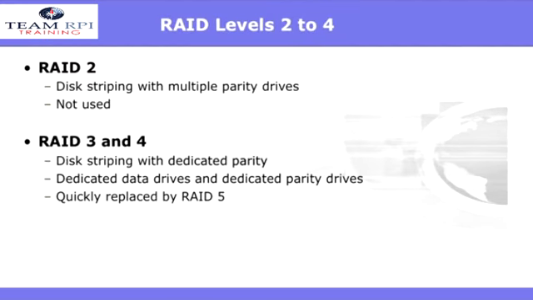RAID levels 2 and 4 are very rarely, if ever, used. However, the A+ certification expects you to know the basics of RAID 2 and 4. With RAID 2, you have disk striping with multiple parity drives, again, not used very often, and RAID 3 and 4 gives you disk striping with dedicated parity. All were quickly replaced by RAID 5.